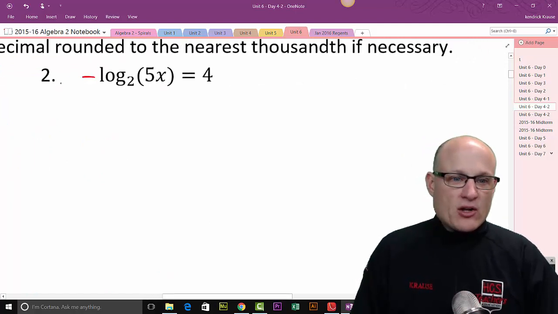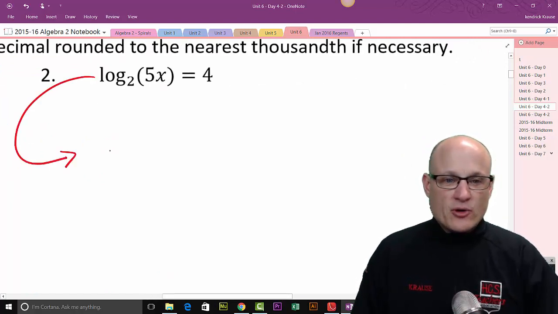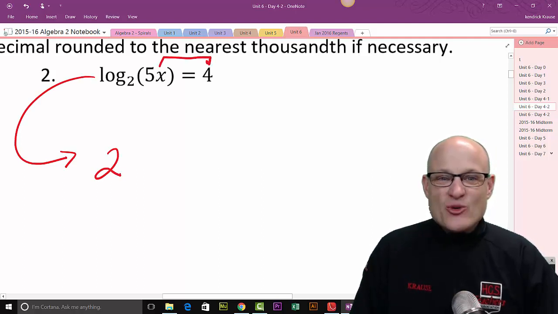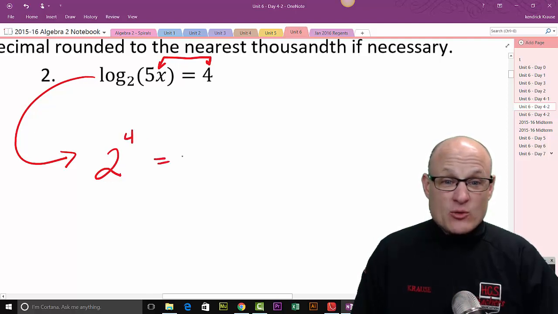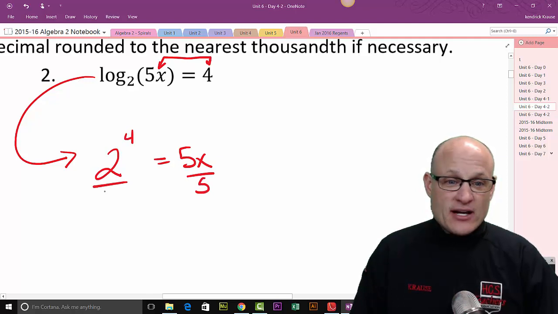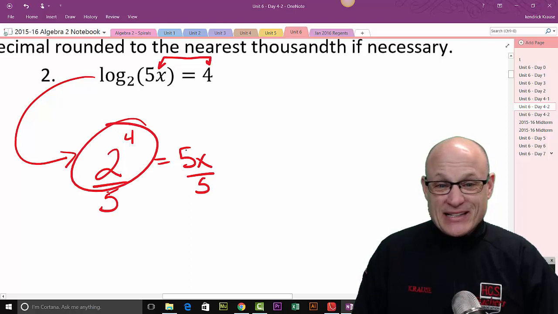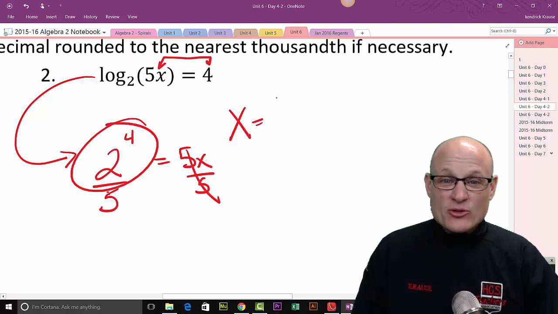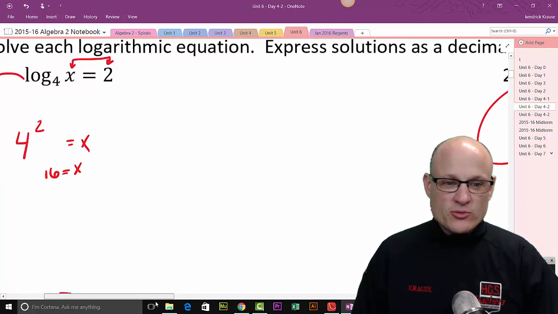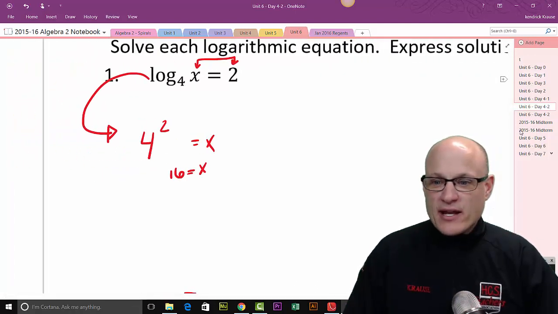All about that base. Got a log. We turn it into exponential form. All about that base. These switch. Guys, you have to get really comfortable with this. 2 to the 4th equals 5x. Divide by 5. Now, 2 to the 4th is really 16. So in this case, x is equal to 16 over 5. Wow. Don't you wish they were all that easy?